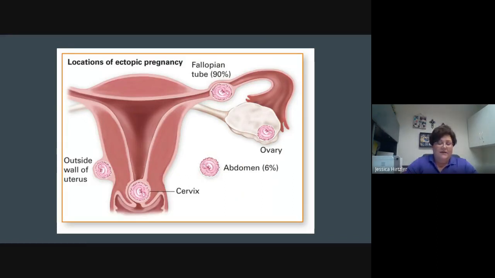Ectopic pregnancy is a very common occurrence. It's, your book tells you it's a rare occurrence, happening in about 20 per 1,000 pregnancies.